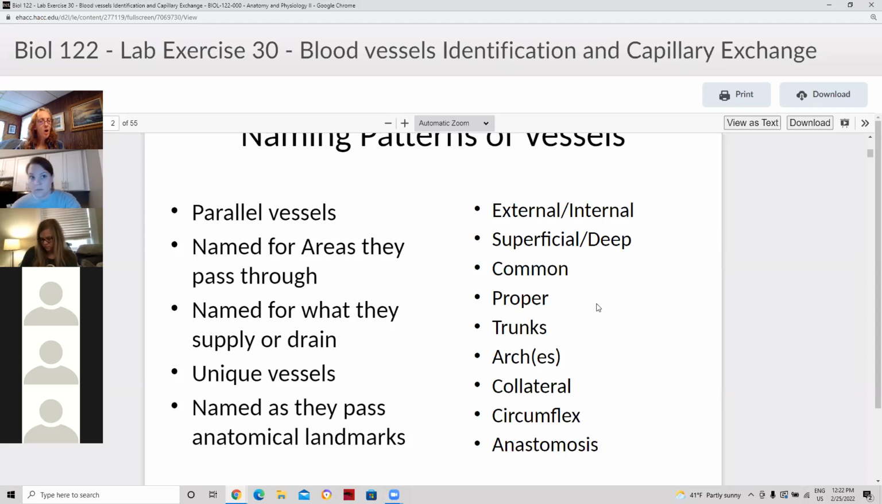We have common arteries. Common means they are going to split. Every time you see the word common, it means that that artery or vein is going to split. I'm trying to think if I know of one that's a vein. Anytime you see the word common, it means that ultimately that's going to split into two or more different vessels. Or if it's a vein, it's a merging of two or more vessels.